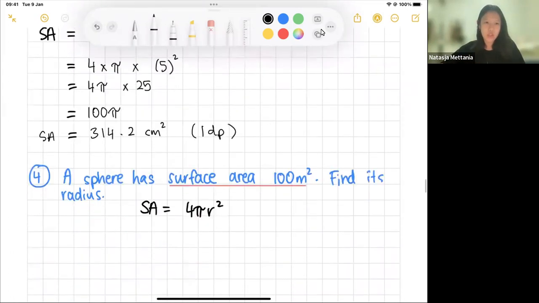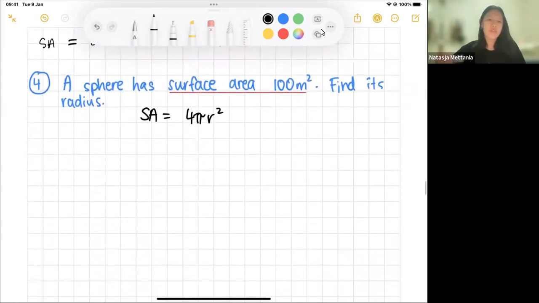Let's go to our lucky last question. Question number 4 says a sphere has a surface area of 100 meters squared. Find its radius. This is the other way around. I've given you the surface area, and I want you to find the radius. So again, every single time, write your formula. It is surface area equals 4 pi r squared.